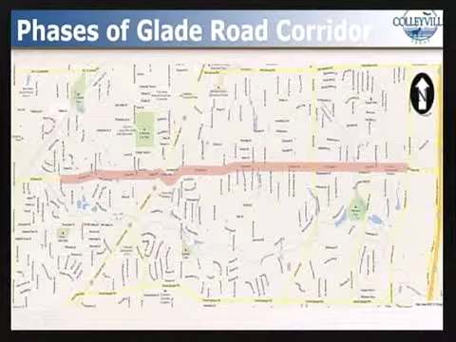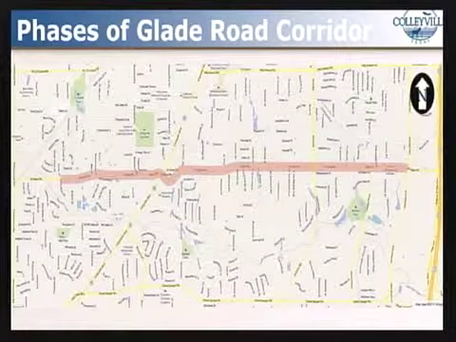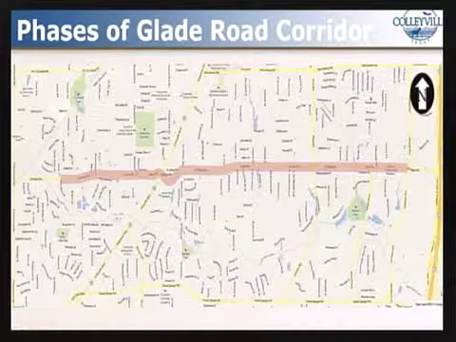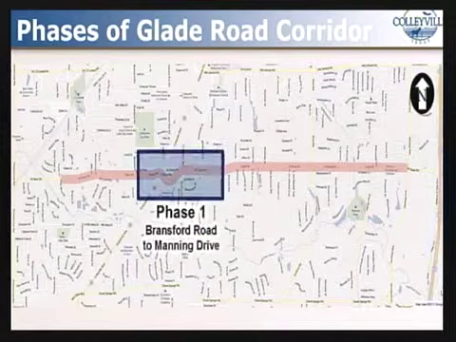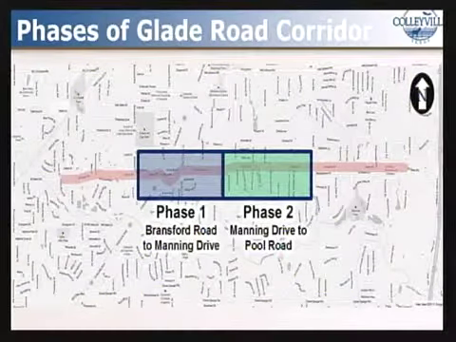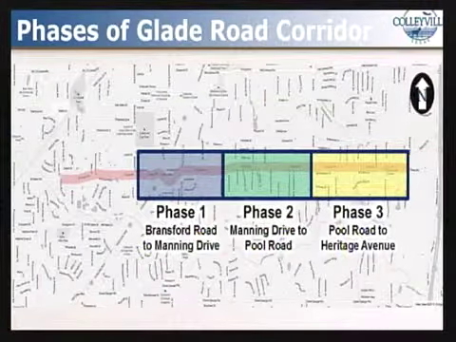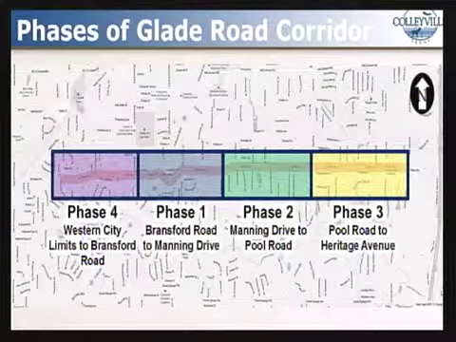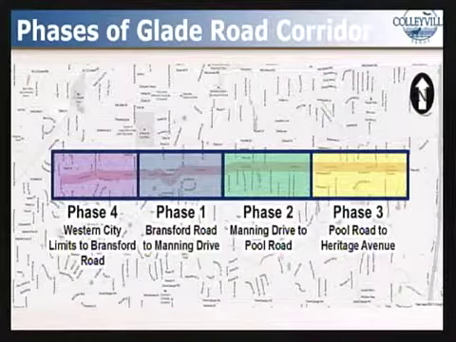I'm now going to talk about the phases of the Glade Road corridor. I'm using a little bit different nomenclature for the sections than in past presentations. Phase 1 includes a section between Branchford and Manning. Phase 2 includes a section between Manning Drive and Pool Road. Phase 3 would be the section between Pool Road and Heritage Avenue. And Phase 4 would be the western city limits of Branchford Road.